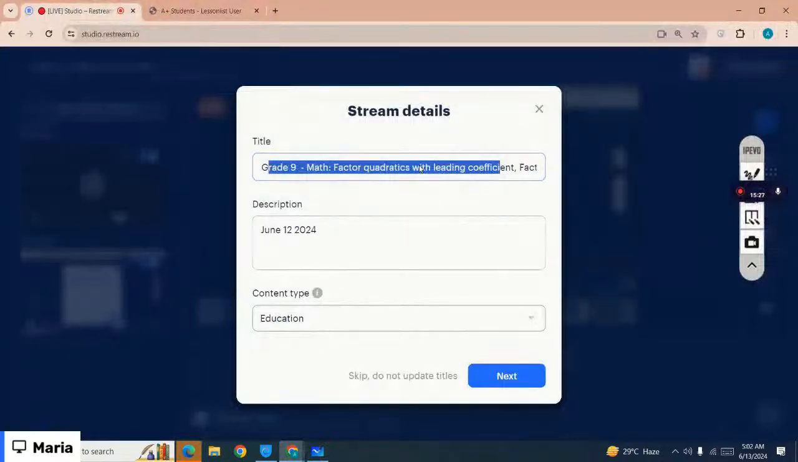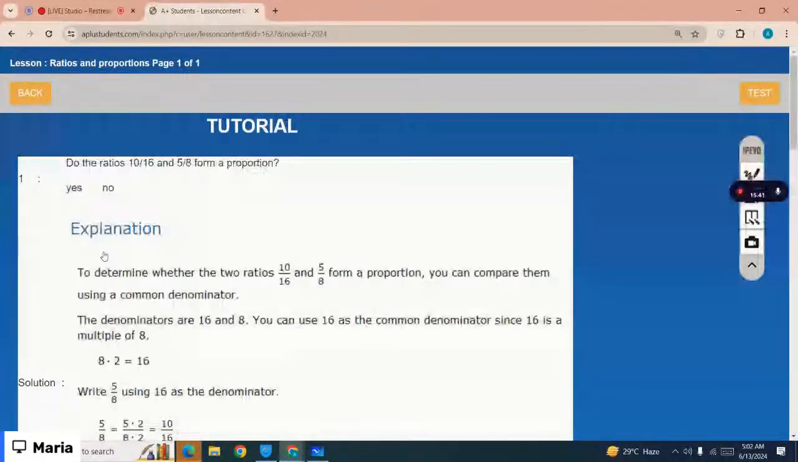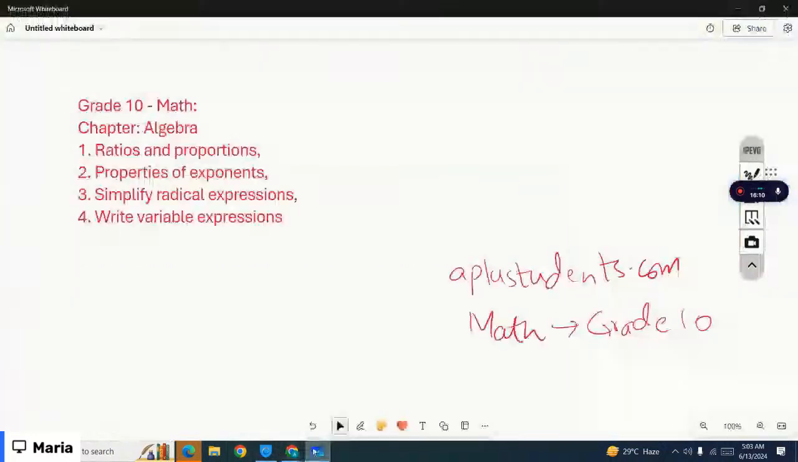The first lesson is ratios and proportions. So let's just start with the lesson. Do 10 by 16 and 5 by 8 form a proportion? You have to see if they form a proportion, right? To determine whether the two ratios form a proportion, you can compare them using a common denominator. For 16 and 8, you can use 16 as a common denominator. You have to make the smaller denominator equal to the greater one.